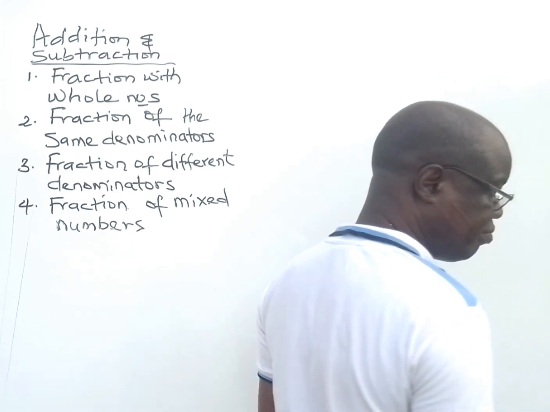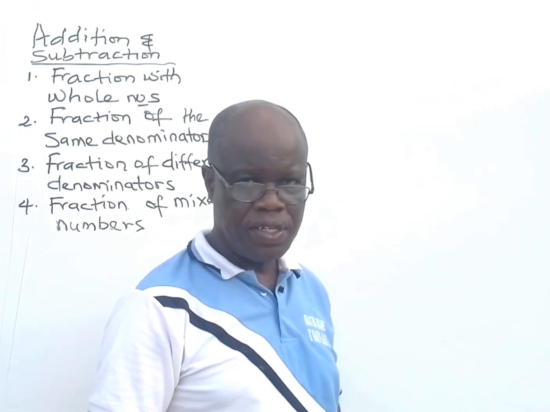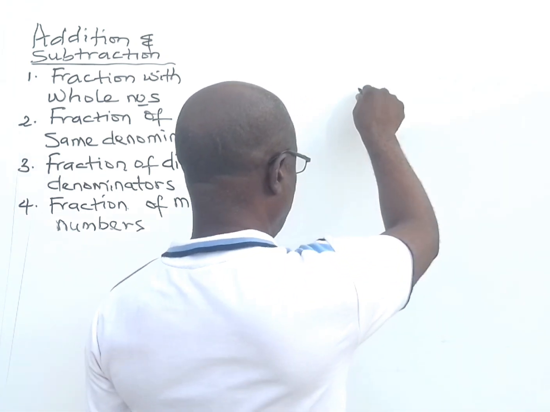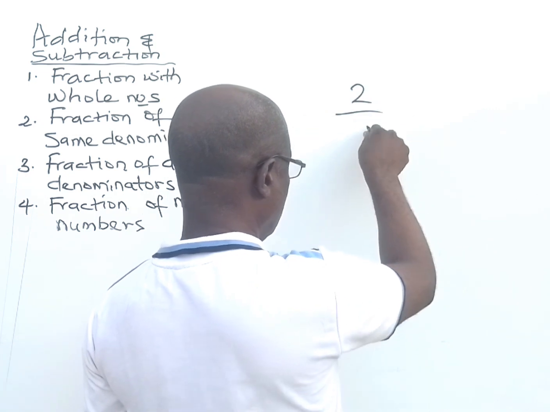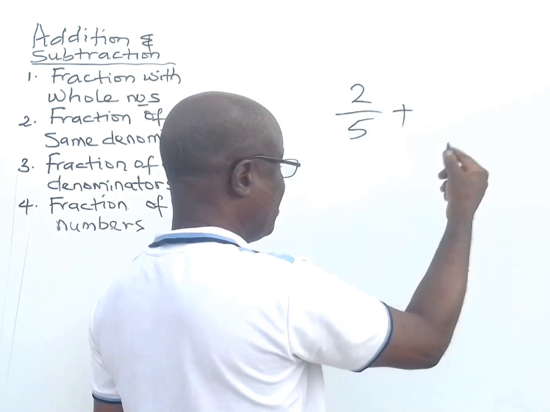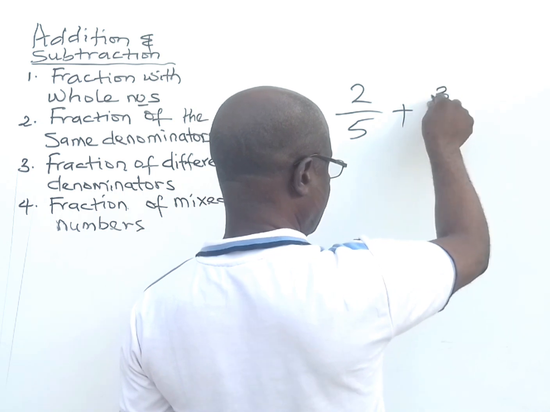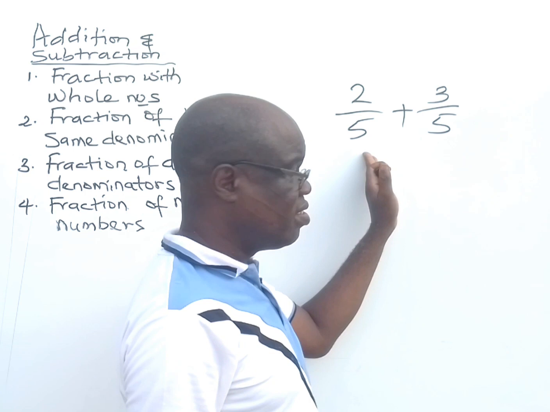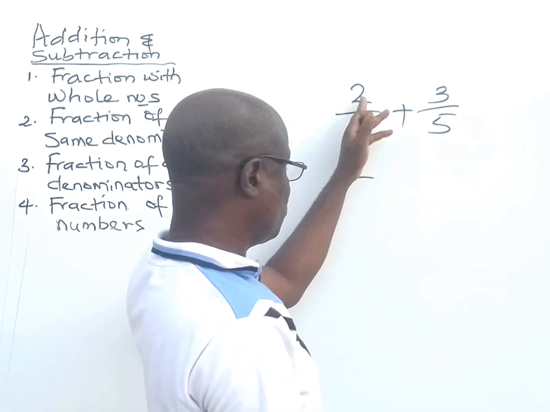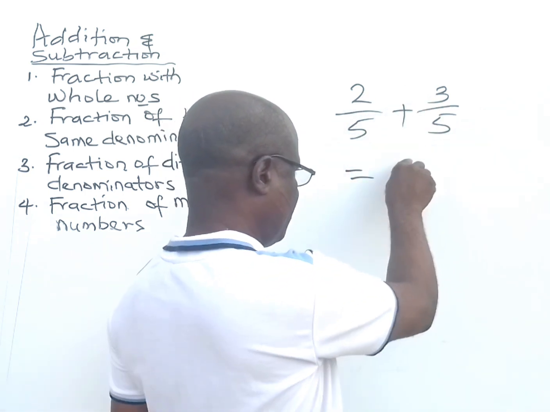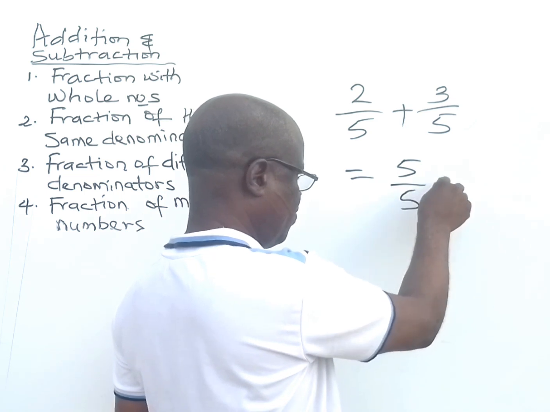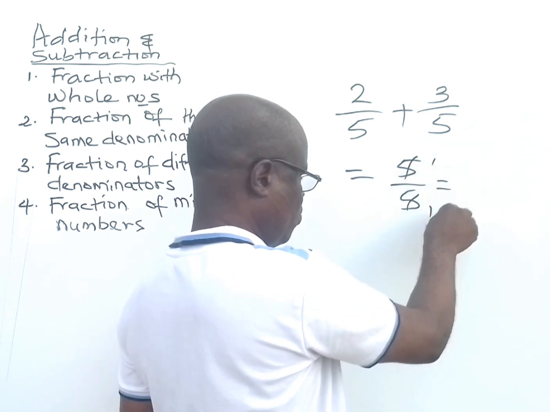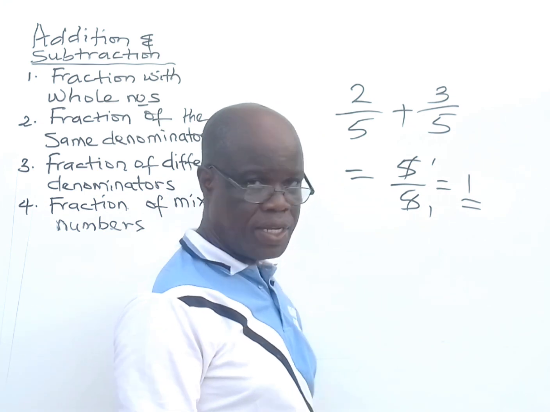how do we add fractions of the same denominators? For example, if you have 2 all over 5, then you have, let's say, 3 all over 5. So we have the same denominator here. So what we do is just add 2 plus 3. That's 5. Then 5 over 5 is equal to 1. So the answer is 1.